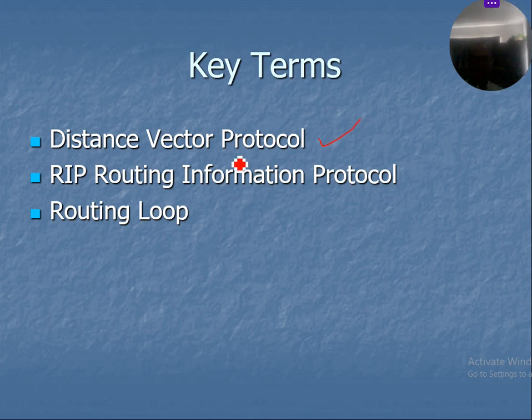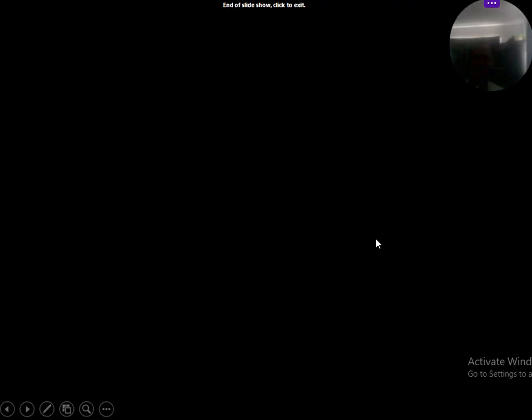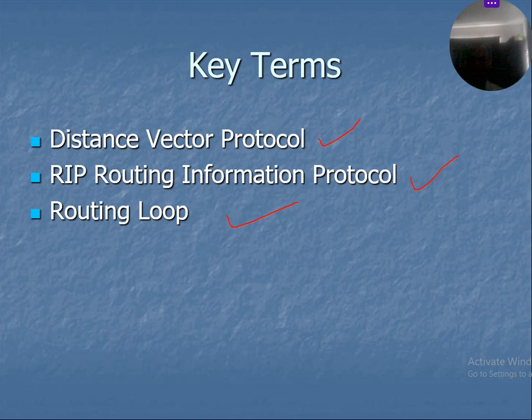Here we looked at the distance vector protocol as a type of dynamic routing protocol, and a very good example of the distance vector protocol is the routing information protocol. We also discussed in this subsection the routing loop. These are some of the terminologies that we've made use of.